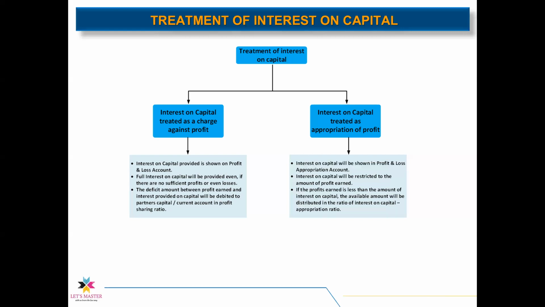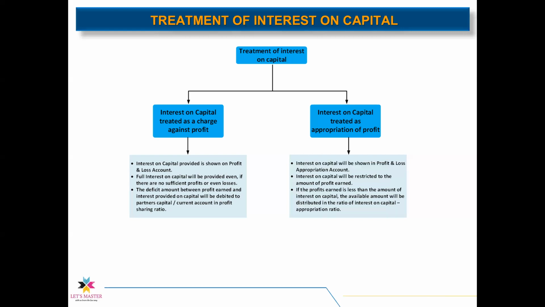Then the partners will get interest on capital. The total interest on capital that would be provided to all the partners can go maximum up to rupees 10,000. So in this case, the 2,000 deficit will not be charged to the partner's capital account or partner's current account, as the case may be. So the total interest on capital would be provided only up to rupees 10,000. If the profit earned is less, then the available amount will be distributed in ratio of interest on capital, that is appropriation ratio.